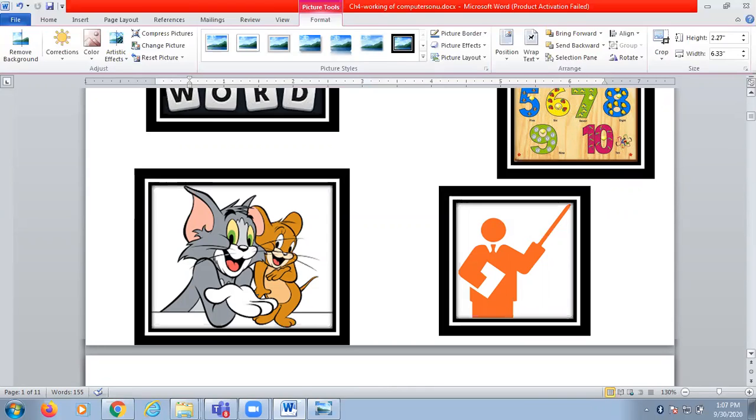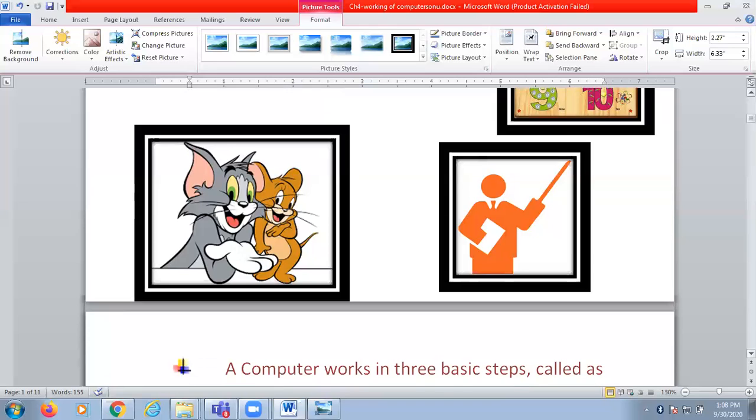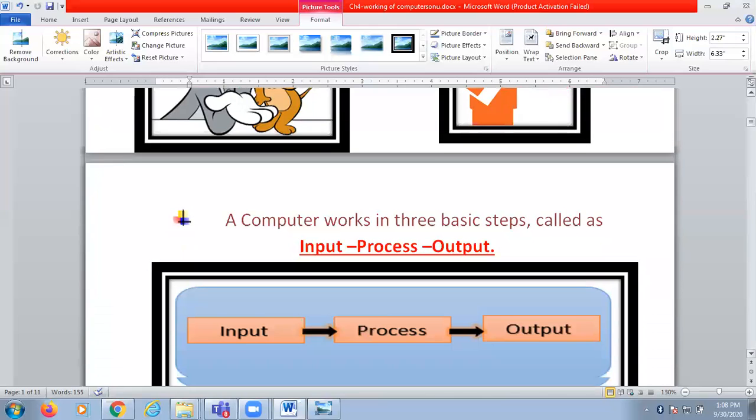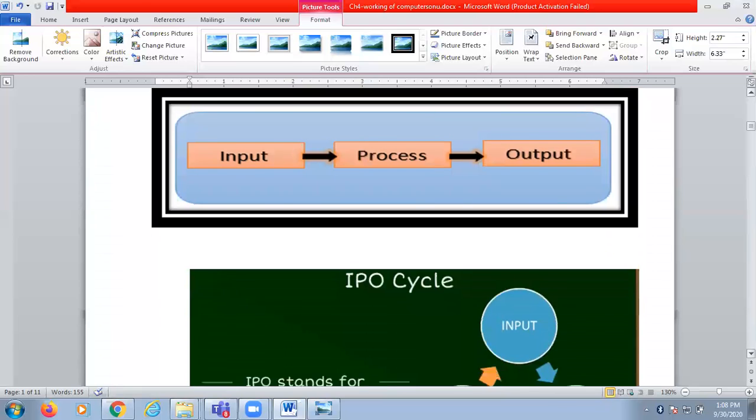Now, let us learn how computer works. Computer works on IPO cycle. Now, what is this IPO cycle? I stands for input, P stands for process, O stands for output. In the last session, we have learned few examples of IPO cycle. Let us learn more live examples of IPO cycle and then we will relate with the computer. So computer works on these three basic steps, that is input, process and output.